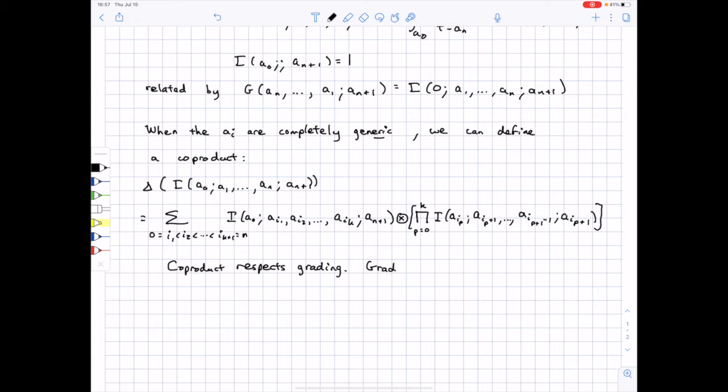So what we have now is a graded bialgebra over Q, the rational numbers. To see that this coproduct structure respects the grading, we just need to count up the arguments. So remember, the weight of the MPL given by G is n, so it's the number of arguments here minus 1. For I, it's the total number of arguments minus 2, or the number of arguments in the middle.